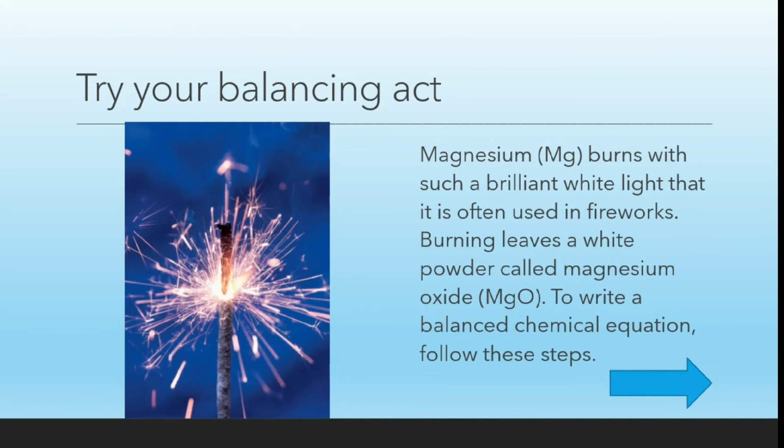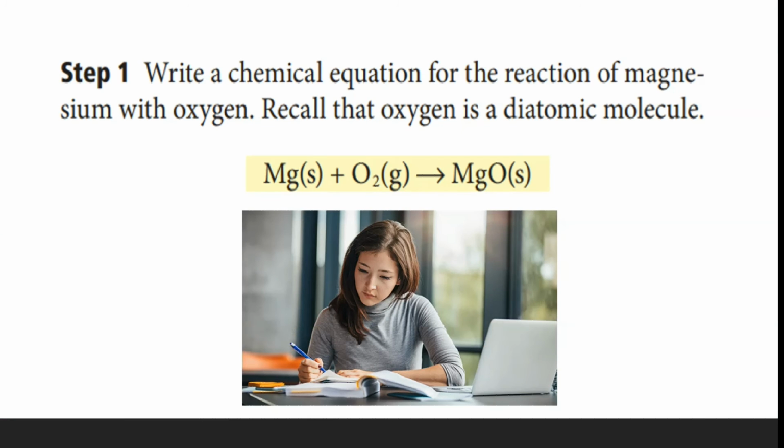Let's practice now. Try your balancing act. Magnesium burns with such a brilliant white light that it is often used in fireworks. Burning leaves a white powder called magnesium oxide. To write a balanced chemical equation, follow these steps. Step 1. Write a chemical equation for the reaction of magnesium with oxygen. Recall that oxygen is a diatomic molecule. So here we have the chemical equation.